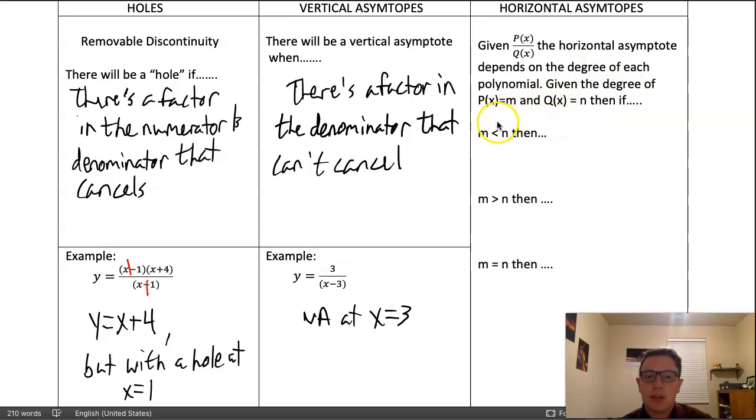If we call the degree of the polynomial on the top m, and the degree of q, n, then if our degree on the top is less than our degree on the bottom, we will have a horizontal asymptote at y is equal to 0. Or in other words, we'll have a horizontal asymptote at the x-axis. Let's take a look at an example of what that means.